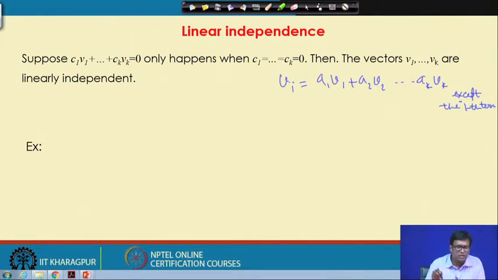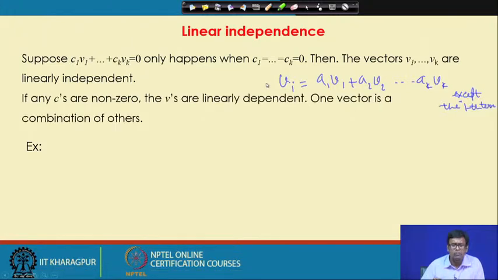The converse is a linearly dependent set, when one or more of the vectors are the resultant of a few other vectors, and that is given as: if any of the c's are non-zero, then these v's are linearly dependent, one vector being a combination of others. So, if all the c's are 0, we cannot take the sum to the right hand side and divide by another c, because everything is 0 and it will give a 0 by 0 form. But if any of these c's are non-zero, then we will get a dependent set of vectors and we call them a linearly dependent set.